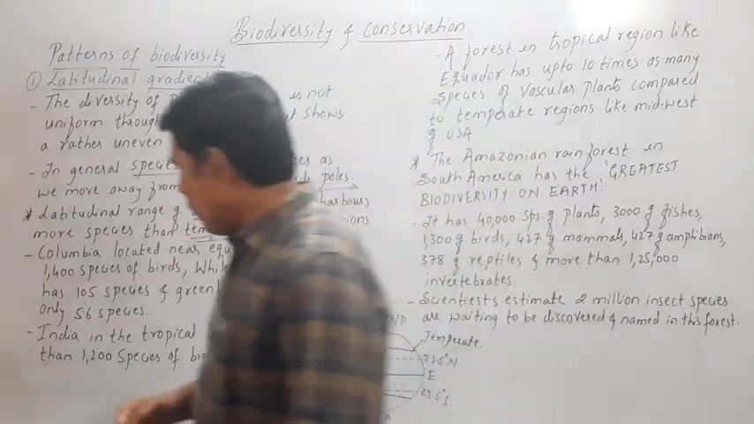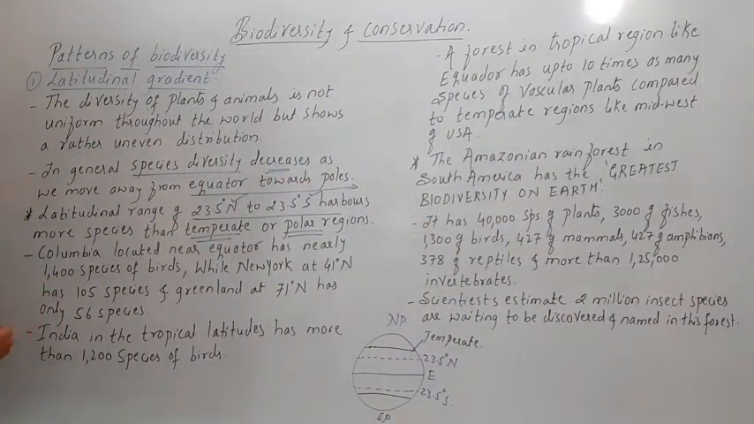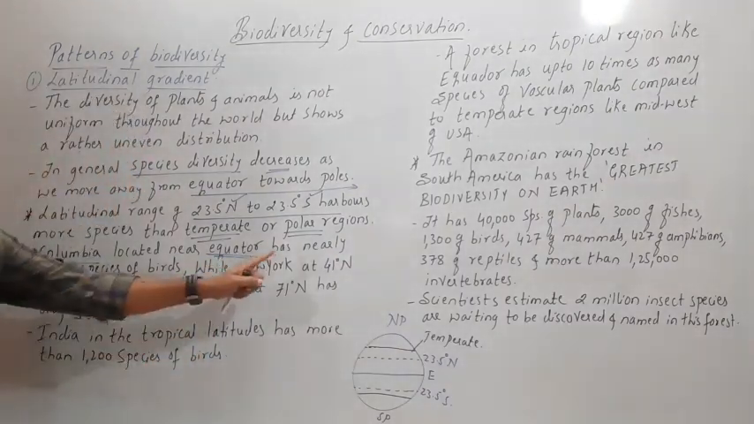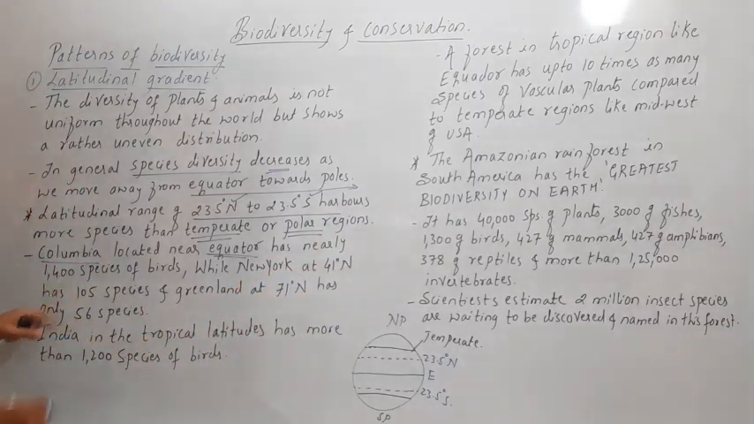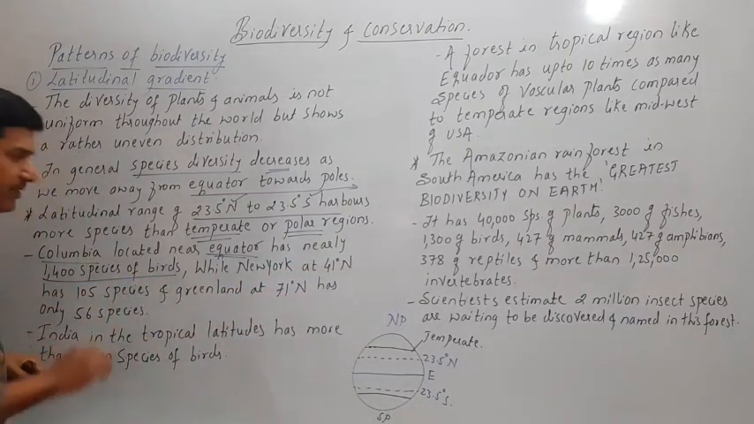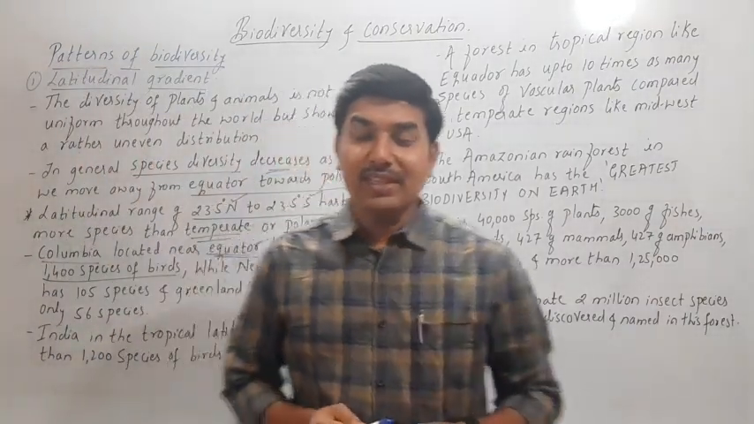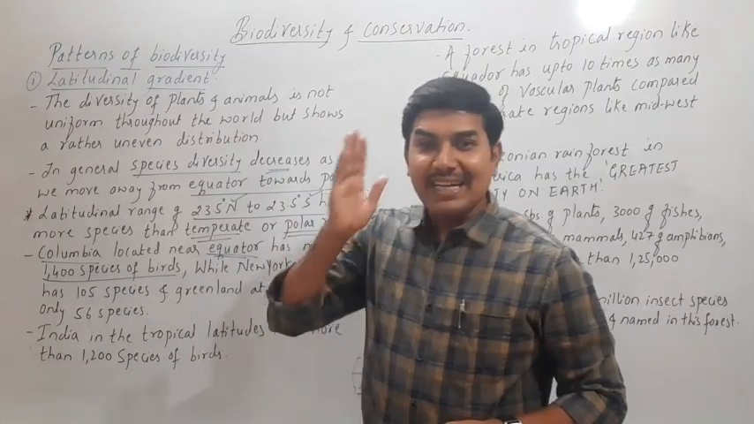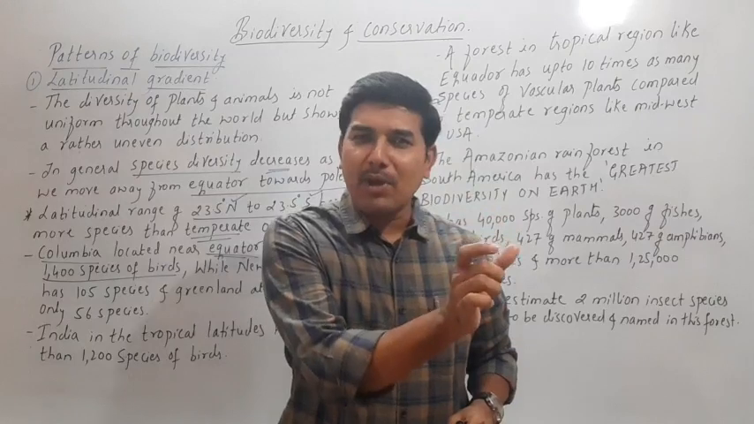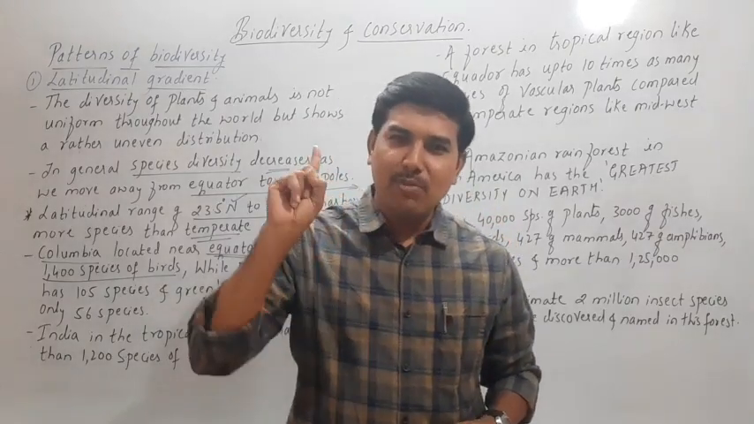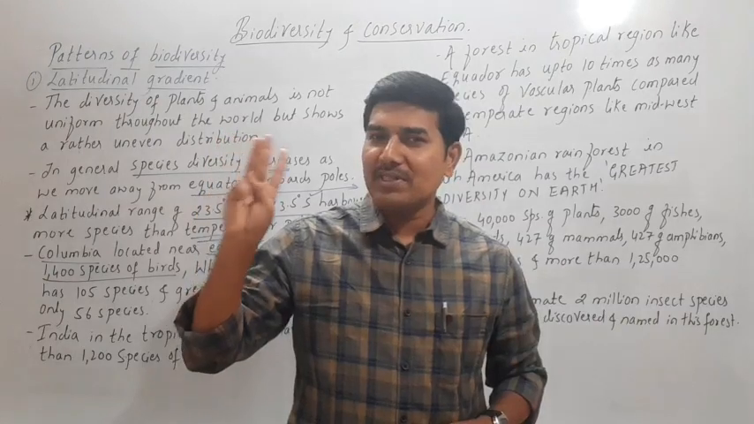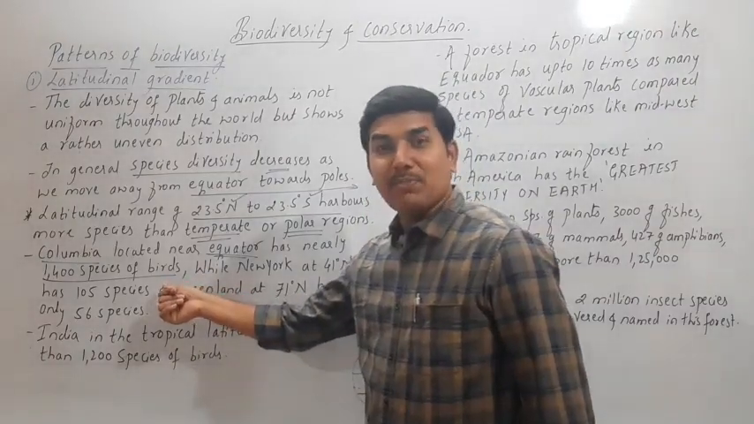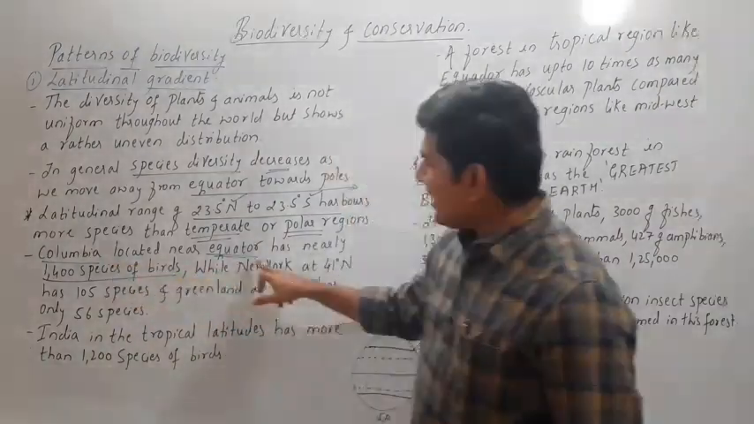Colombia, which is located near the equator, has nearly 1400 species of birds. Look at this. This is again not the number of the birds, it is not the population of the birds, it is species. For example, a peacock belongs to one species, pigeon belongs to one more species, a parrot belongs to one more species, a crow one more species. In such a way we look at the number of the species of birds.